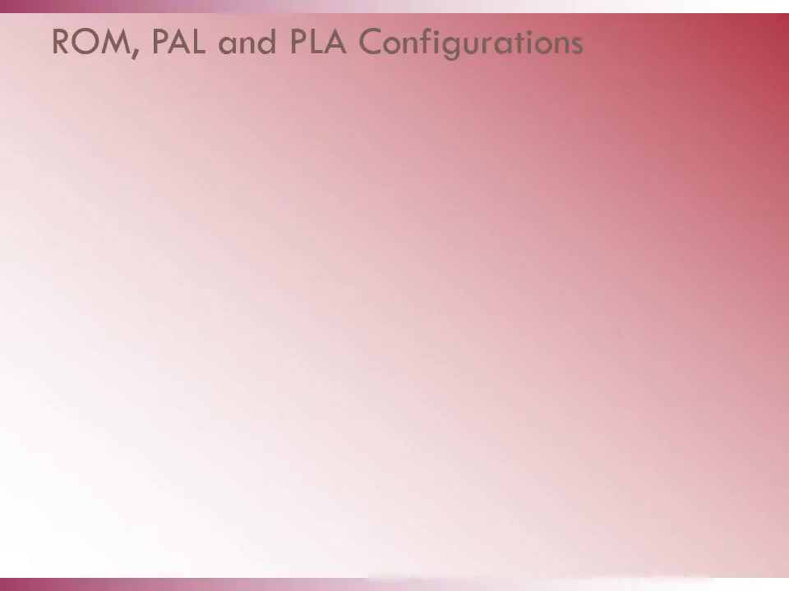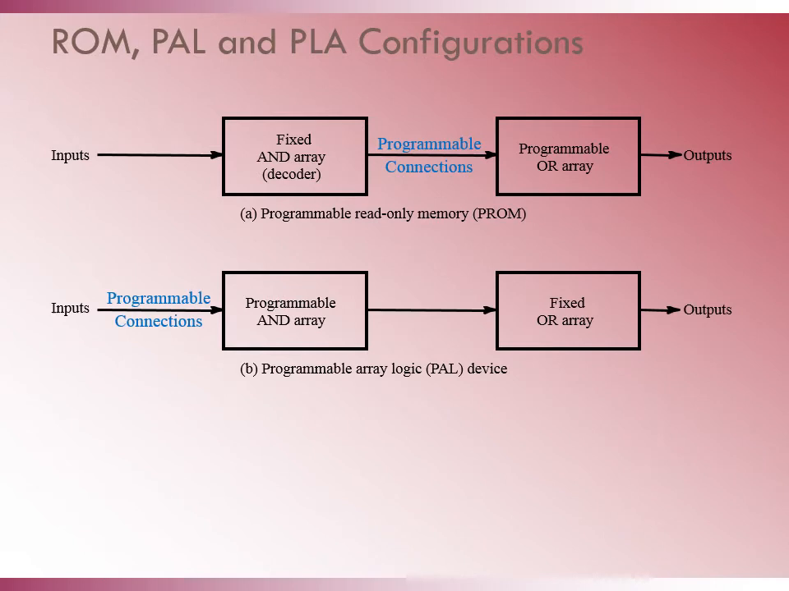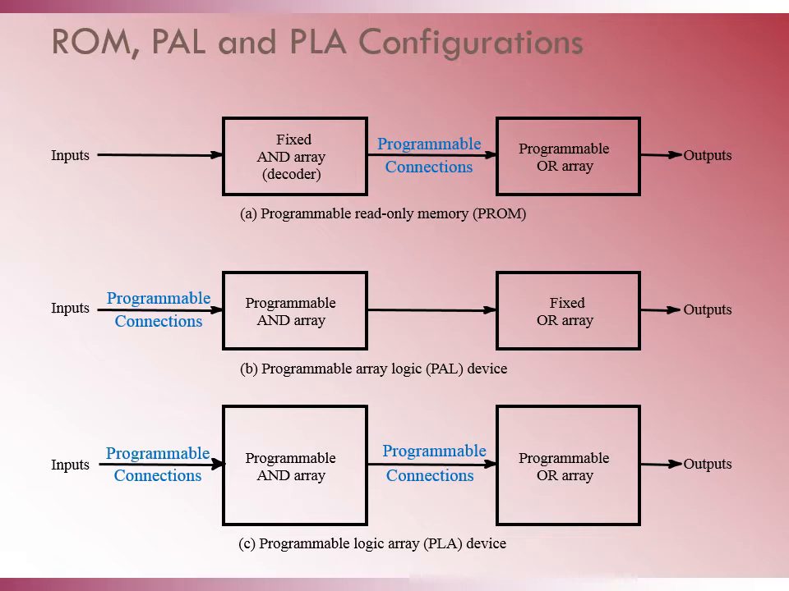Now let us look at the three SPLD configurations. The first one, that is the ROM or PROM, consists of a fixed AND array or the decoder and a programmable OR array. The second one, that is PAL or programmable array logic, consists of a programmable AND array and a fixed OR array. Whereas the third one, that is PLA, consists of both AND and OR arrays which are programmable. So in the first case, it is the OR array which is programmable. In the second case, it is the AND array which is programmable. Whereas in case of PLA, both arrays are programmable.